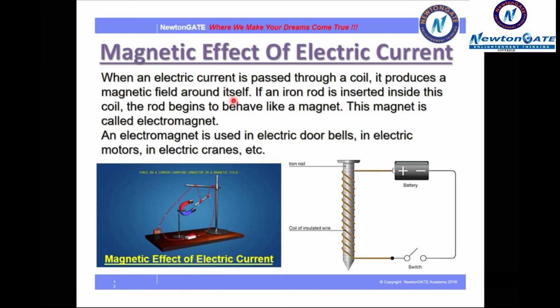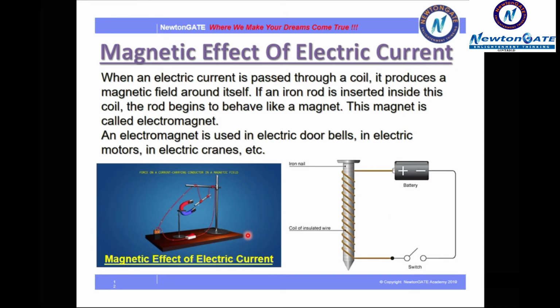So if an iron rod is inserted inside this coil, the rod begins to behave like a magnet. Often we use the iron rod as the soft iron core. This magnet is called an electromagnet. Now you understand what an electromagnet is? An electromagnet is used in electric doorbells, in electric motors and in electric cranes as well.